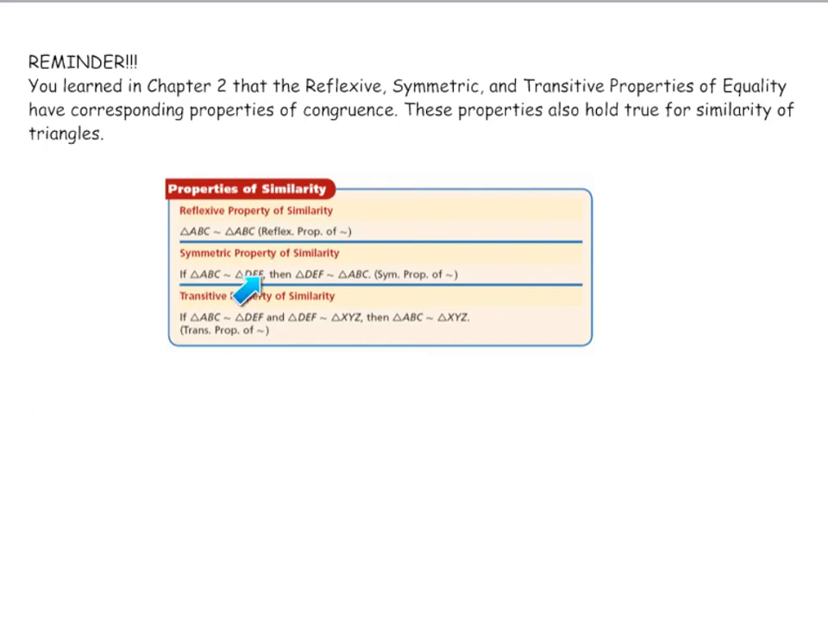If you flip either side of the similarity symbol, that's the symmetric property. And then your transitive property is cutting out that middle man there. If A equals B, B equals C, then A equals C. It holds for similarity as well.